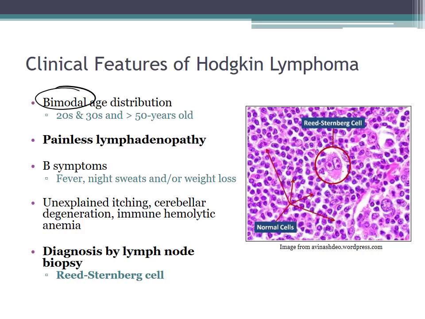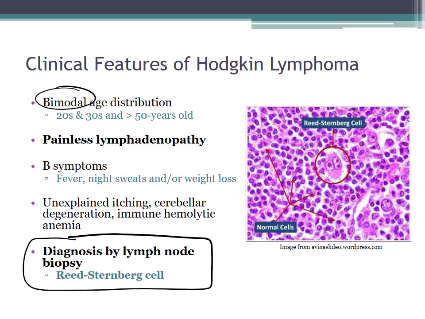As well, they may present with the B symptoms of fever, night sweats, and/or weight loss. Other clinical features that you can see in Hodgkin's lymphoma would be unexplained itching, cerebellar degradation, or immune hemolytic anemia. And again, like non-Hodgkin's lymphoma, patients with Hodgkin's lymphoma are ultimately diagnosed by a lymph node biopsy. Most importantly, they will possess the Reed-Sternberg cell, which you can see here, this cell that is indicated on the slide here.